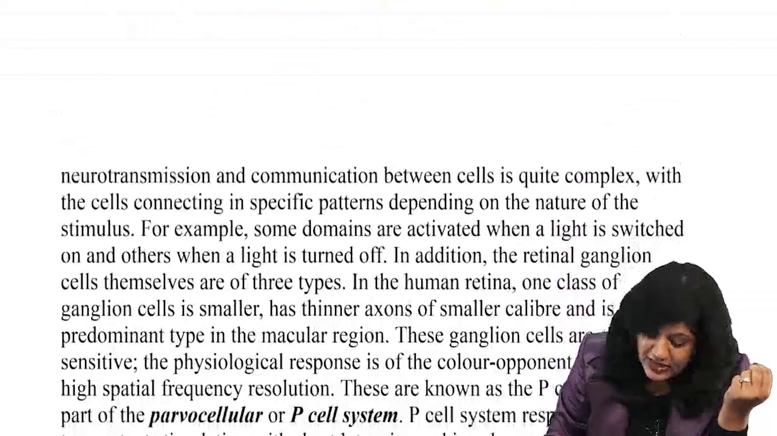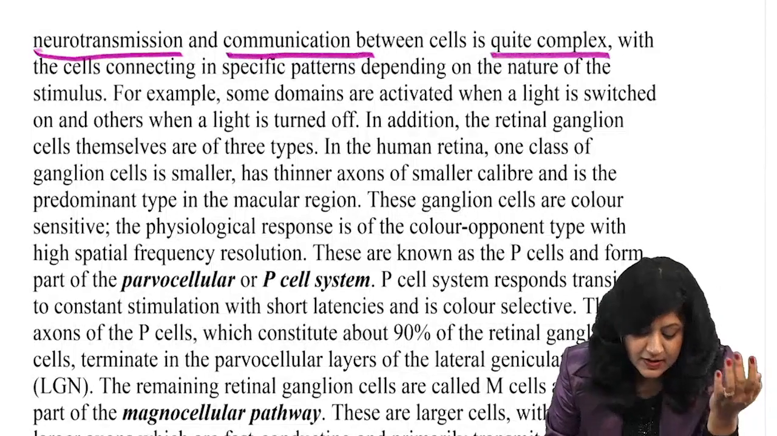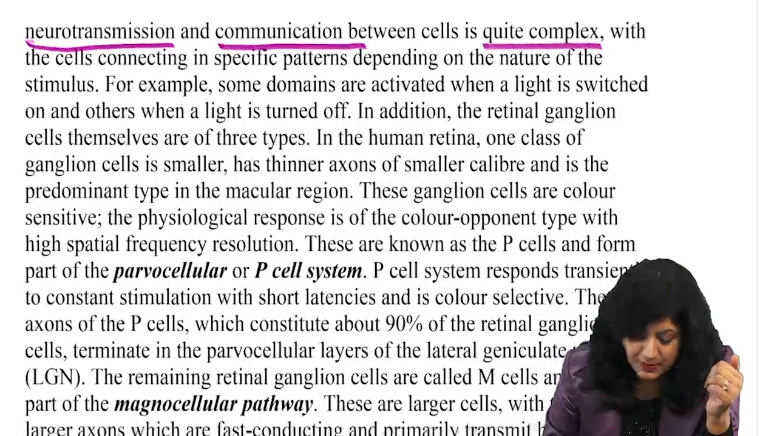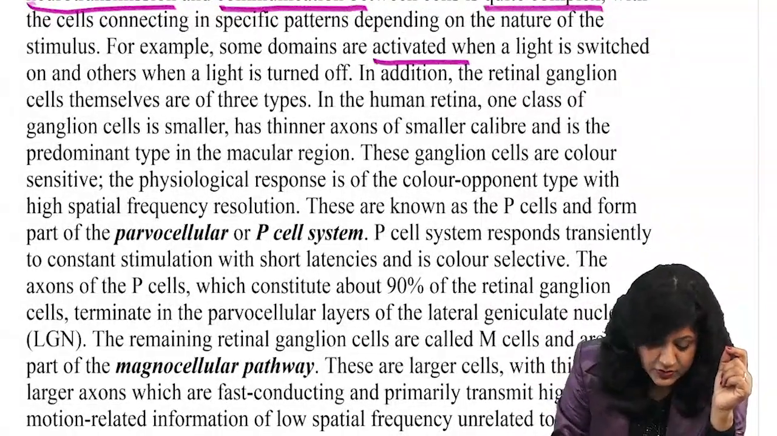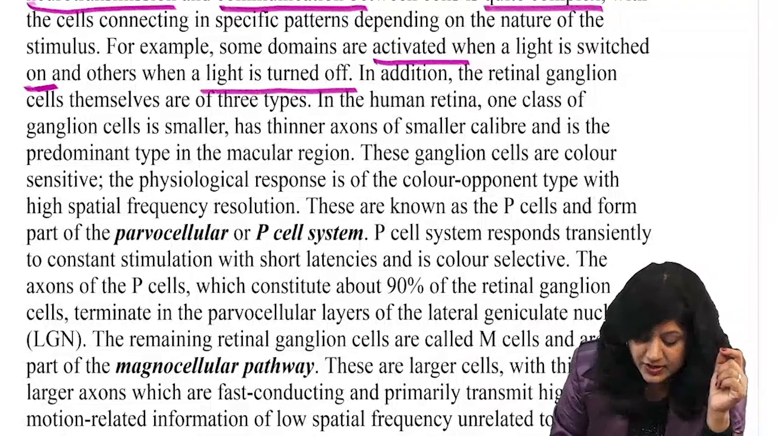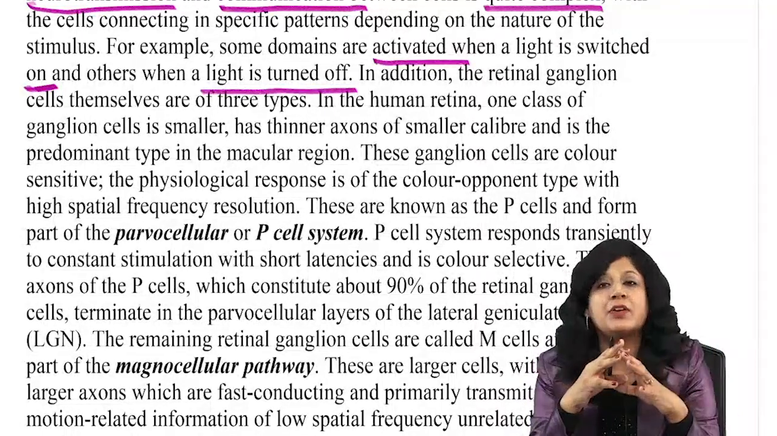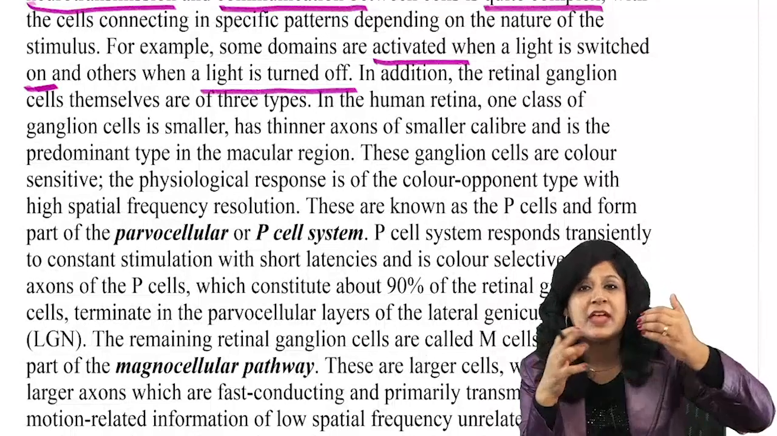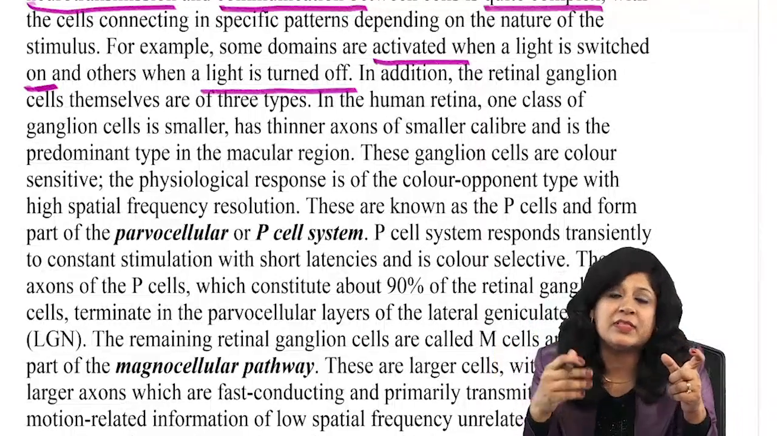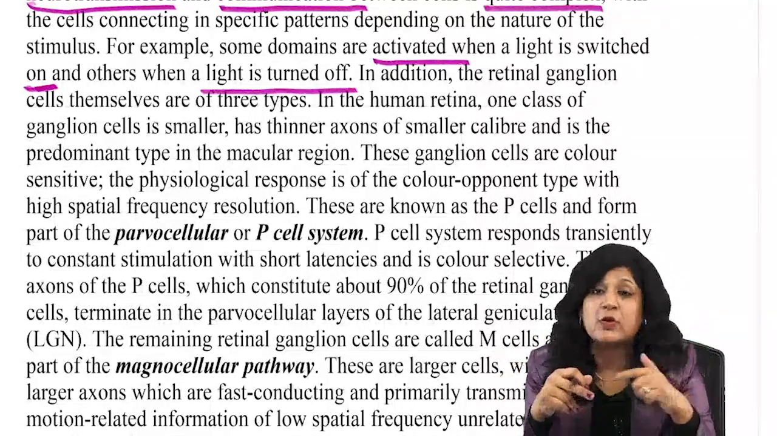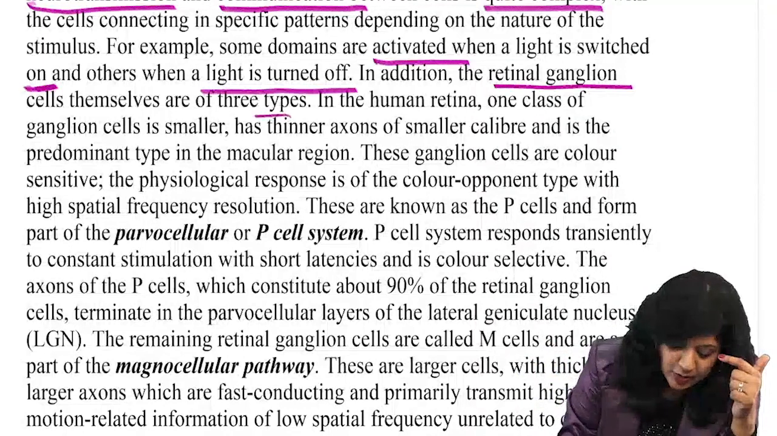Now, the retinal physiology at the level of neurotransmission and communication between the cells is quite complex, with the cells connecting in specific patterns depending on the nature of the stimulus. For example, some domains are activated when a light is switched on, and others when the light is turned off. So nature has made them in such a way that some are working when the light is on and some are also working when the light is off, because I require the working 24/7. In addition, the retinal ganglion cells themselves are of three types.